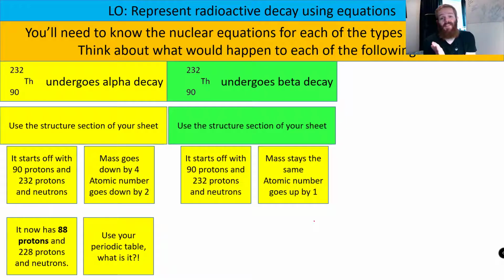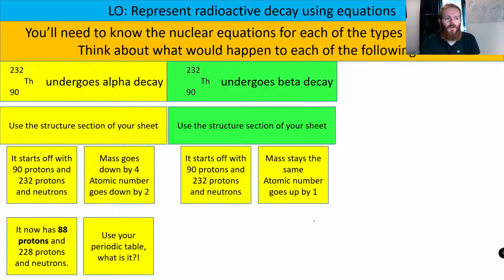So just ignore it for the time being. It's not worth trying to figure that out. So if it's gone from a neutron to a proton, the mass stays the same. So later on, if I'm asking you to write this out, if I said thorium underwent beta decay, you'd go, right, well the mass was 232, so it's still 232, so I'll just write that down straight away. The atomic number though, which is what you'd need next, goes up by 1.